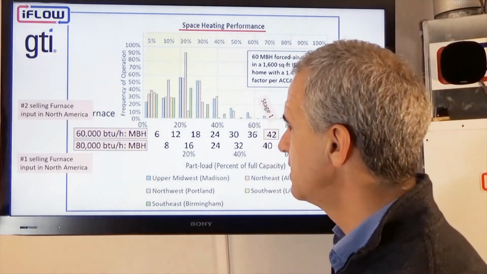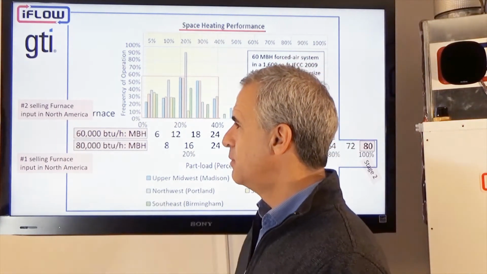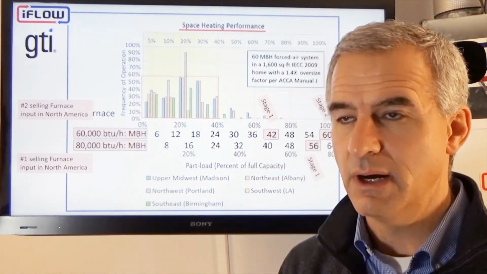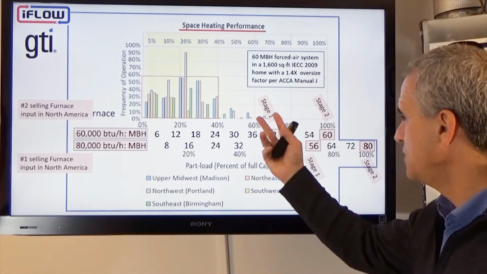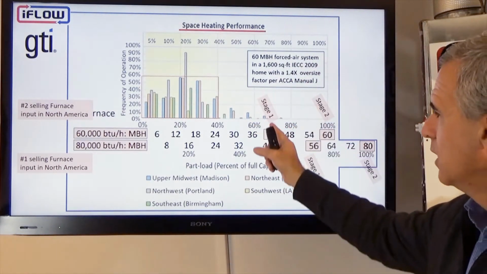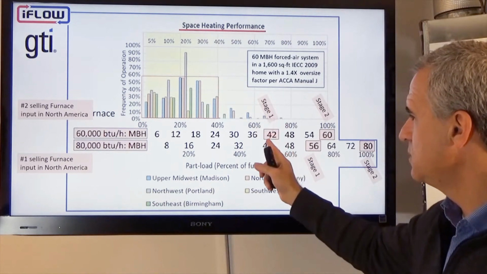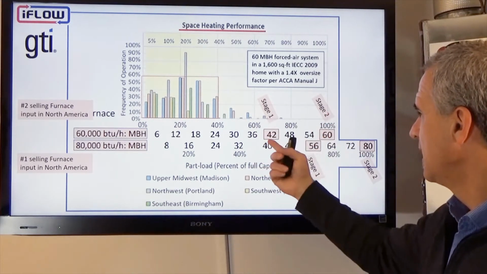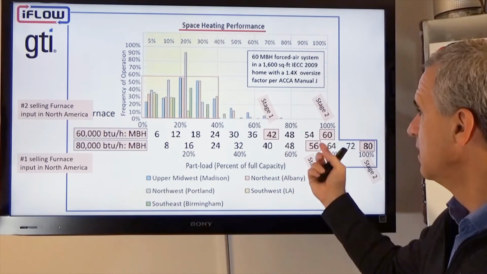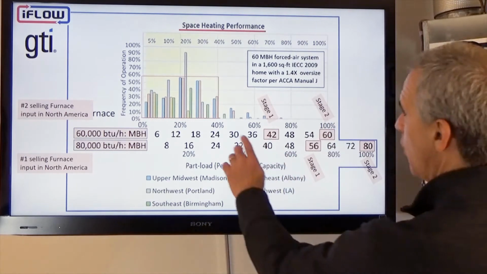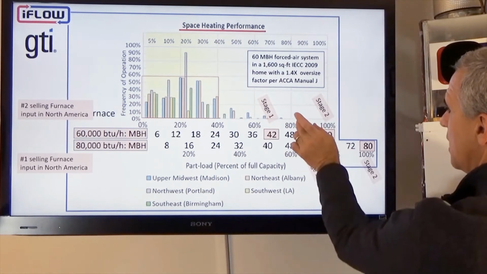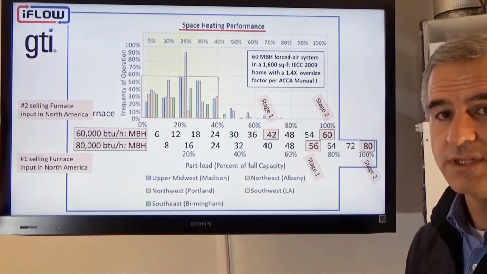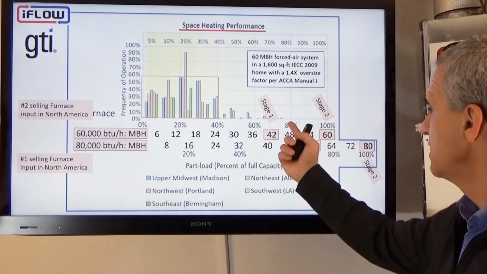Now let's look at the second biggest selling SKU in North America, which is a 60,000 BTU furnace. And again, we'll look at a 2-stage unit. So stage 1 will operate at 42,000 BTUs, or 70% of maximum, and then stage 2 will come on at 60. Well, let's look at how often does this 60,000 BTU furnace come on at 60,000? Almost never.